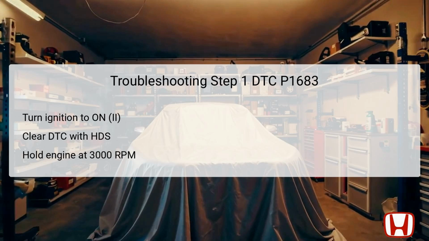Subsequently, the engine must be started and held at an engine speed of 3,000 RPM without any load, such as while the vehicle is parked in either P or N gear. This procedure should be continued until the radiator fan is activated, indicating sufficient operating conditions to proceed with further diagnostics.